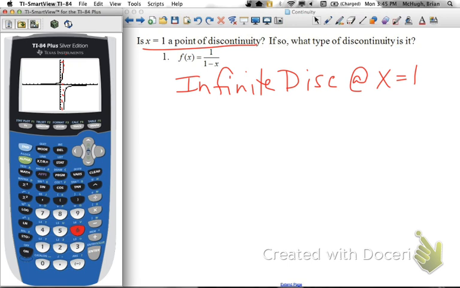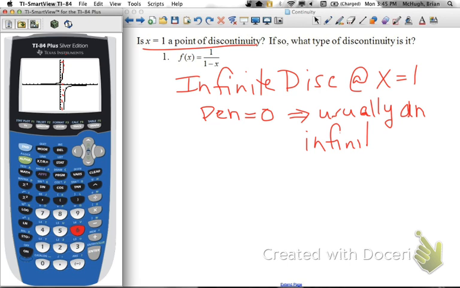And what we're going to see the more that we do this is when the denominator equals 0, often, but not always, usually that leads to an infinite discontinuity. It's when that denominator equals 0.